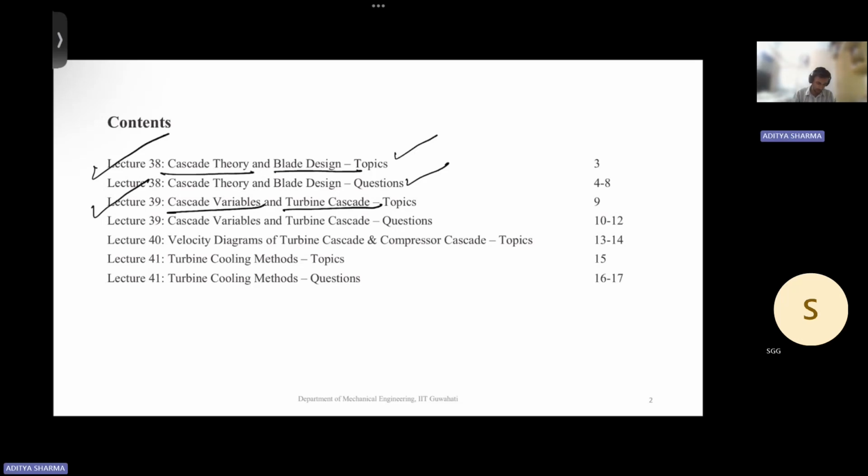Then questions related to it. Okay, then lecture 40 is again on velocity diagrams of turbine cascade, and then same for compressor cascade. We will be discussing the topics. So topics for turbine cascade and compressor cascade are the same, but in the turbine cascade we'll be discussing the blading for turbines, and in the compressor cascade we'll be discussing the blading for compressors.